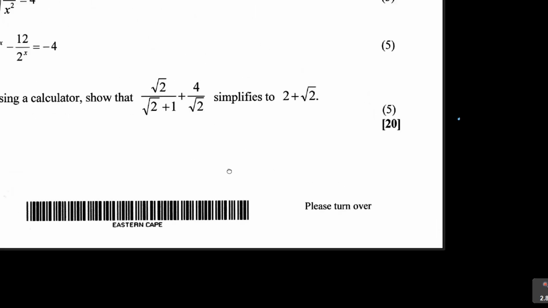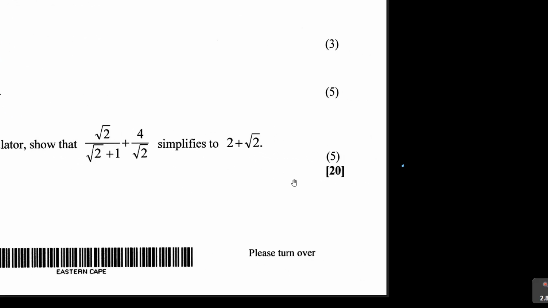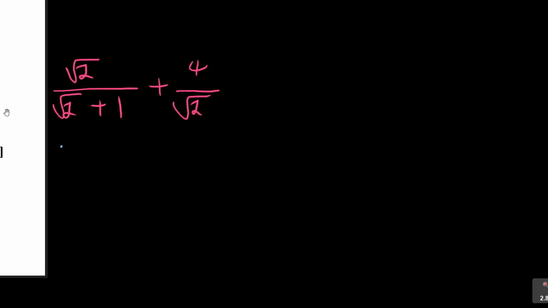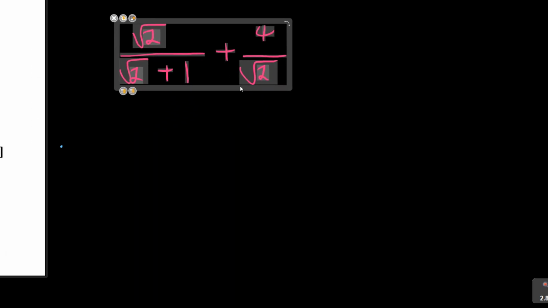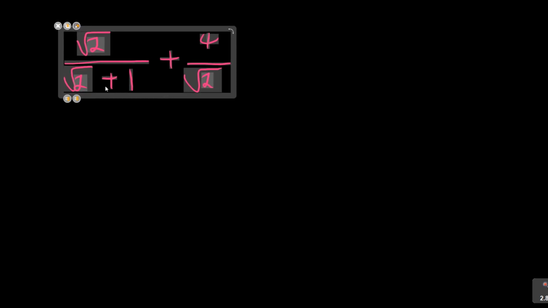Alright, now we are looking at the last part, to get the 25 states without using a calculator. Show that this is equal to that. So now let me quickly write that. These are surds. So what do they have? They have square root of 2 over square root of 2 plus 1 plus 4 over square root of 2. And then you need to simplify this. Just want to show you, don't get tricked here. It's a matter of simplifying these sets.